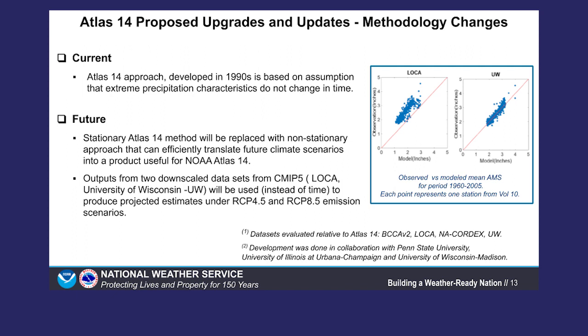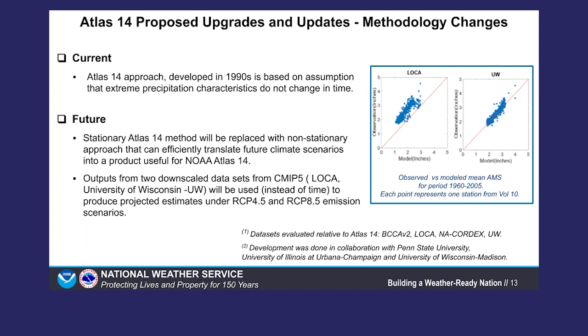Together with a team of scientists from Penn State University, the University of Illinois at Urbana-Champaign, and the University of Wisconsin-Madison, HDSC has worked on assessing the suitability of different non-stationary frequency analysis methods with respect to the Atlas 14 process. We performed analysis on daily and hourly precipitation data from Atlas 14 Volume 10, Northeastern states. We also evaluated CMIP-5 downscaled datasets based on their ability to reproduce observed precipitation frequencies from Volume 10.